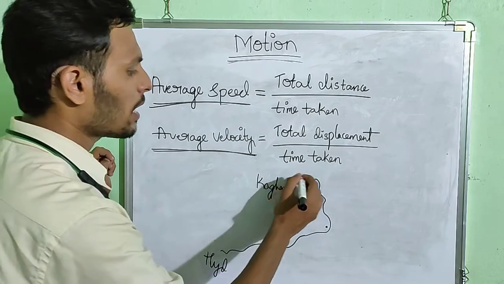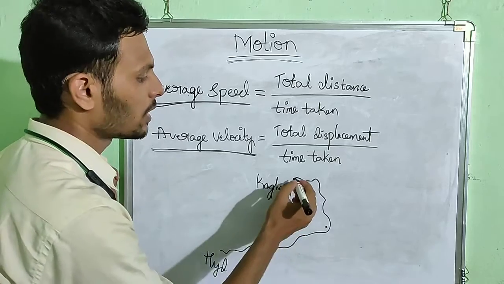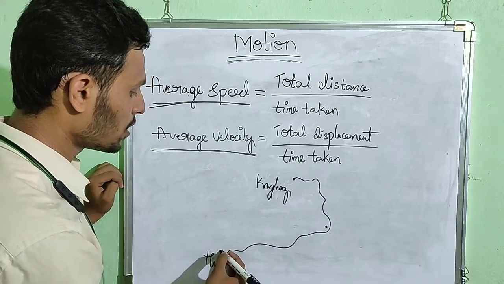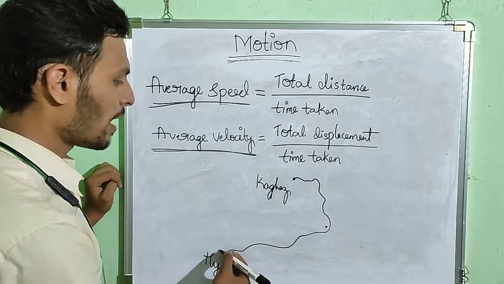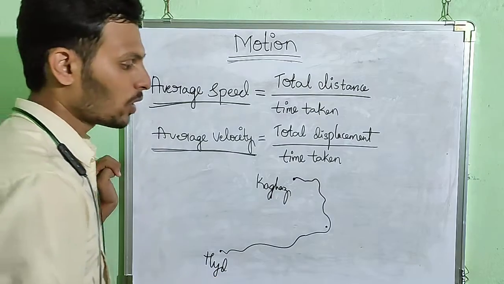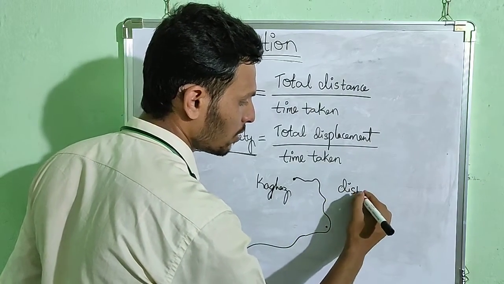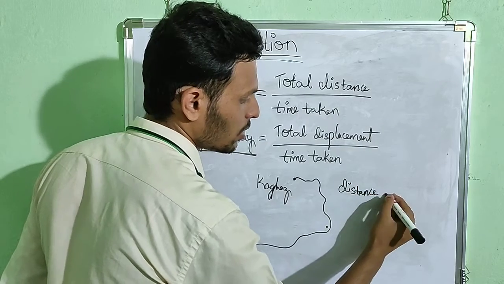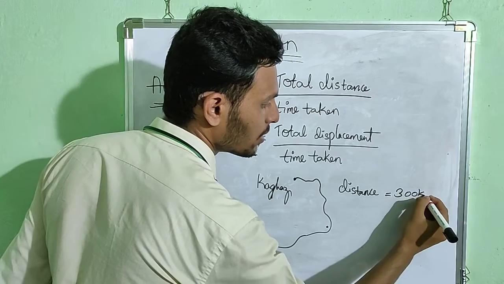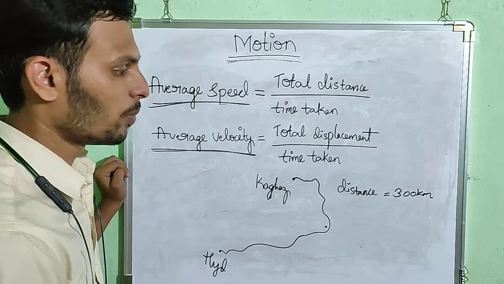This is the complete distance. This is my originating point, which is nothing but the initial point, and this is my final destination, which is the final position. So this is the complete distance the train is covering. Let us consider the distance covered by the train is 300 kilometers.